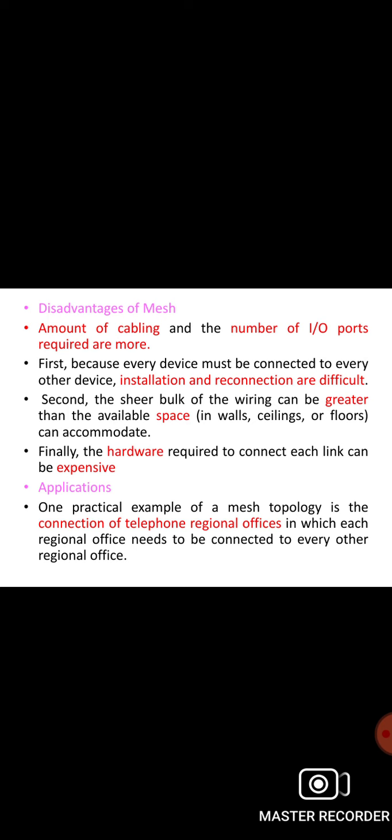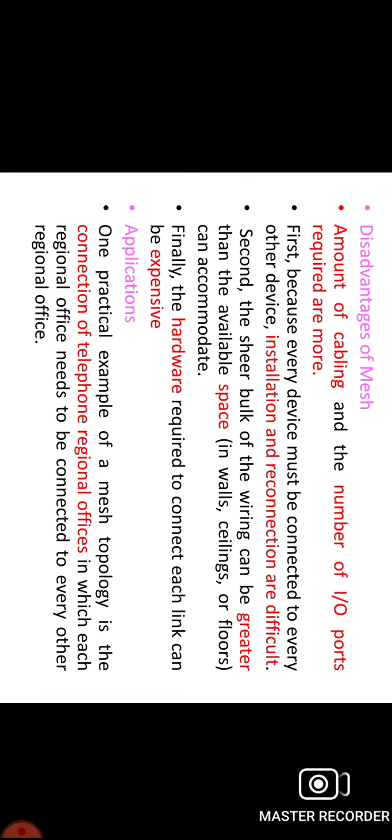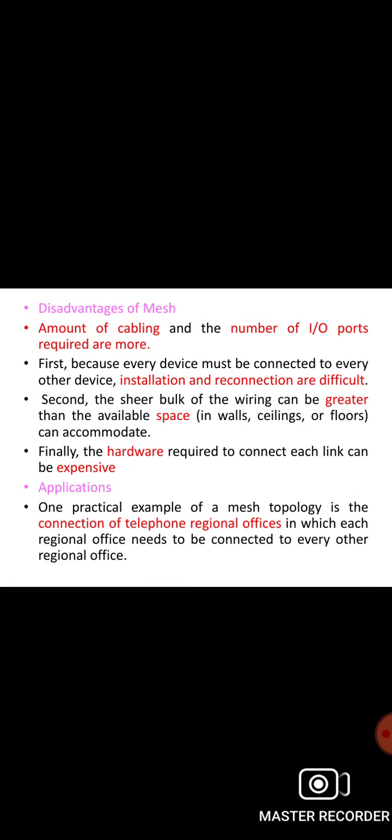For these reasons, mesh topology is usually implemented in a limited fashion. For example, as a backbone connecting the main computers of a hybrid network that can include several other topologies. One practical example of mesh topology is the connection of telephone regional offices, in which each regional office needs to be connected to every other regional office.